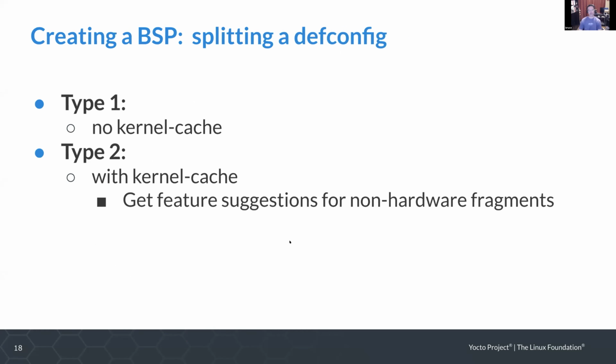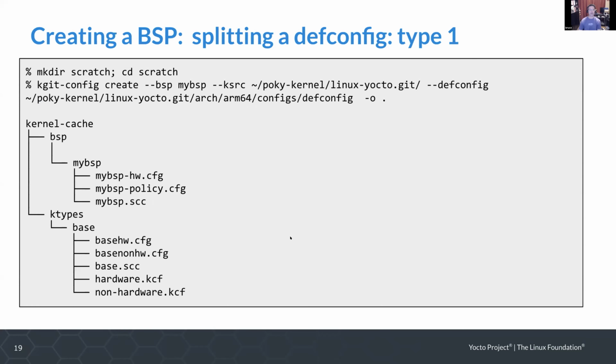So these are the two types. I'll talk about them in detail when I go through the specific slides. So this is me running type 1, where I'm using the kernel source, and I'm not using the existing linux-yocto kernel metadata. I ran this, I pointed it at the defconfig I wanted to process. I pointed it at the kernel source that I was using, which could be whatever tree you want. And what it ended up putting out is a BSP, my BSP hardware, my BSP policy, and some fragments.